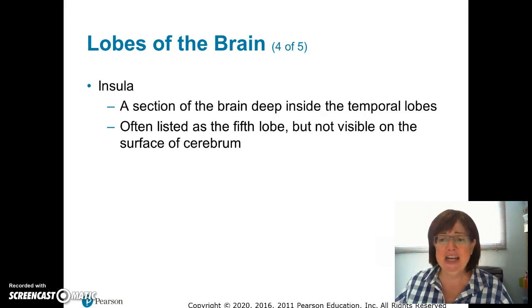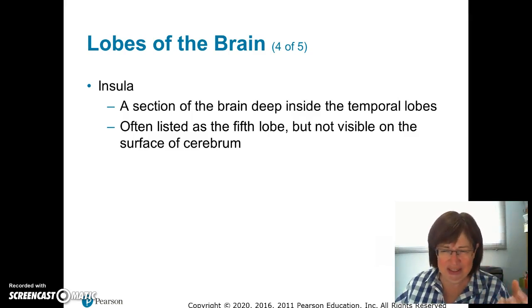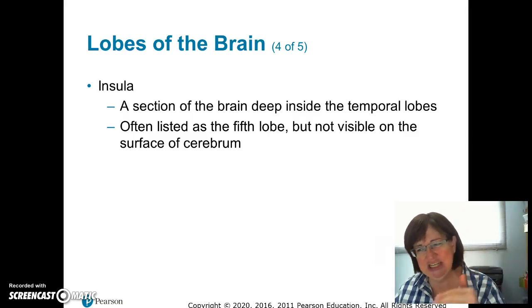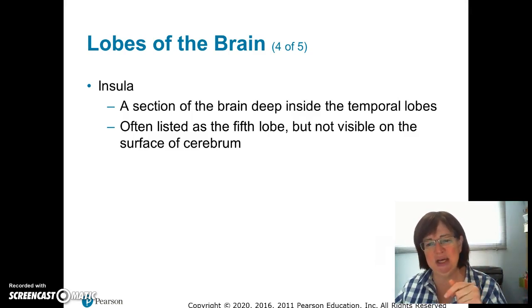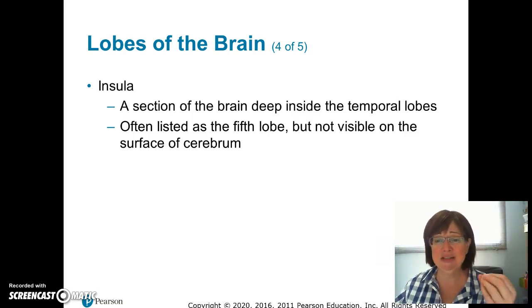Okay? There's an area called the insula, which is not really a lobe, it's a section deep inside the temporal lobe. Sometimes people list it as the 5th lobe, and sometimes they list it as a part of the temporal lobe.